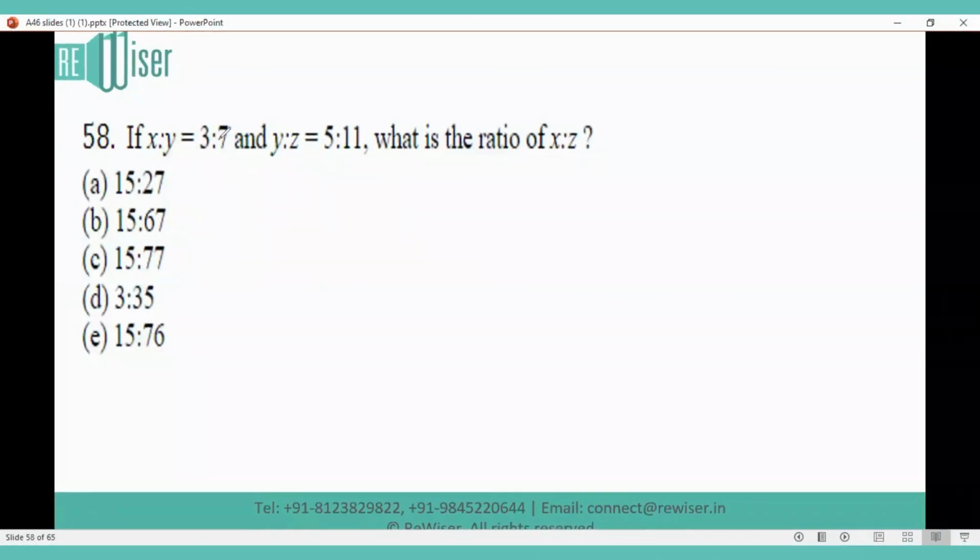If x ratio y is 3 over 7, and y ratio z is equal to 5 over 11, what is the ratio of x ratio z?